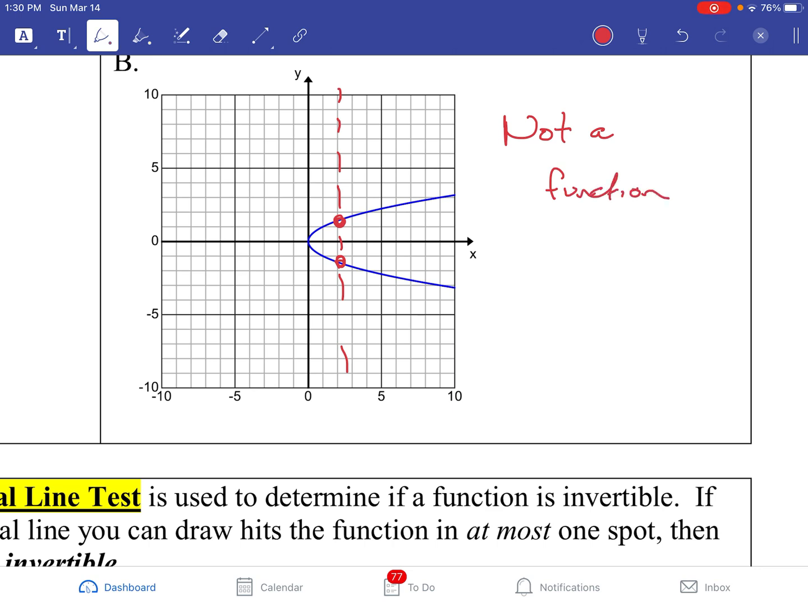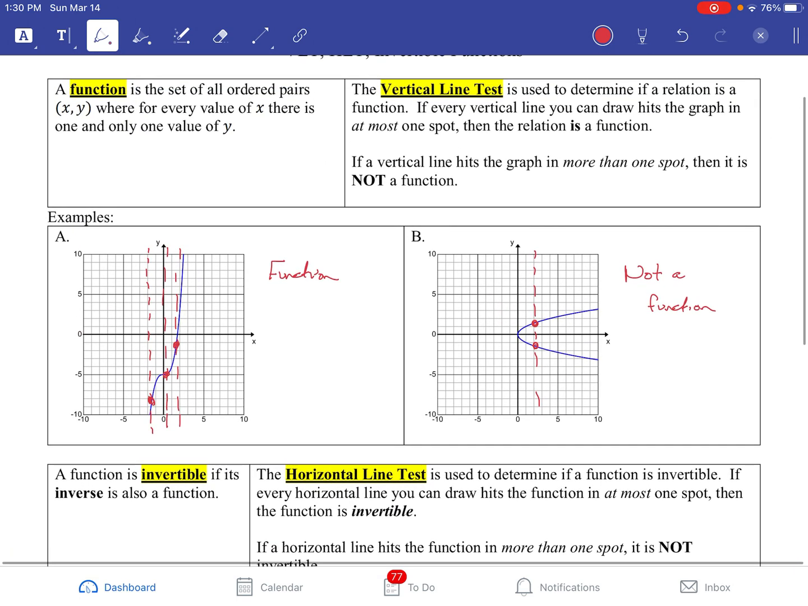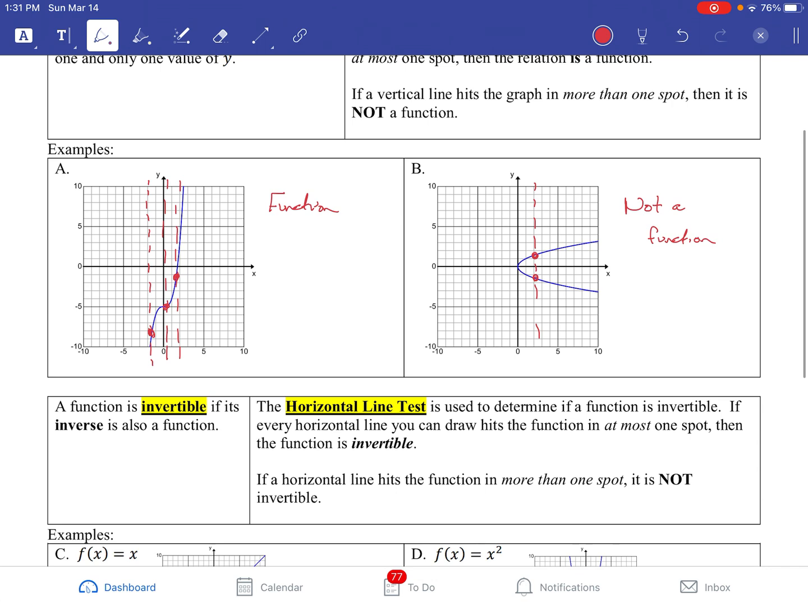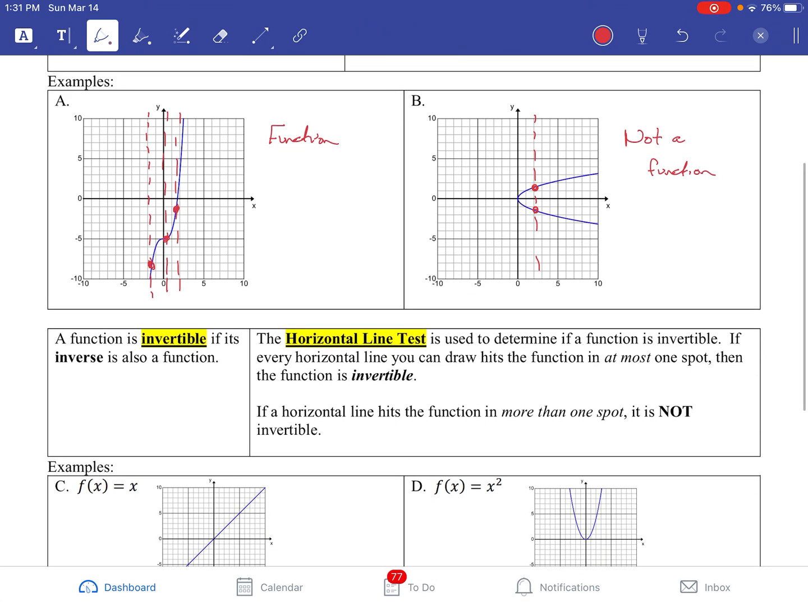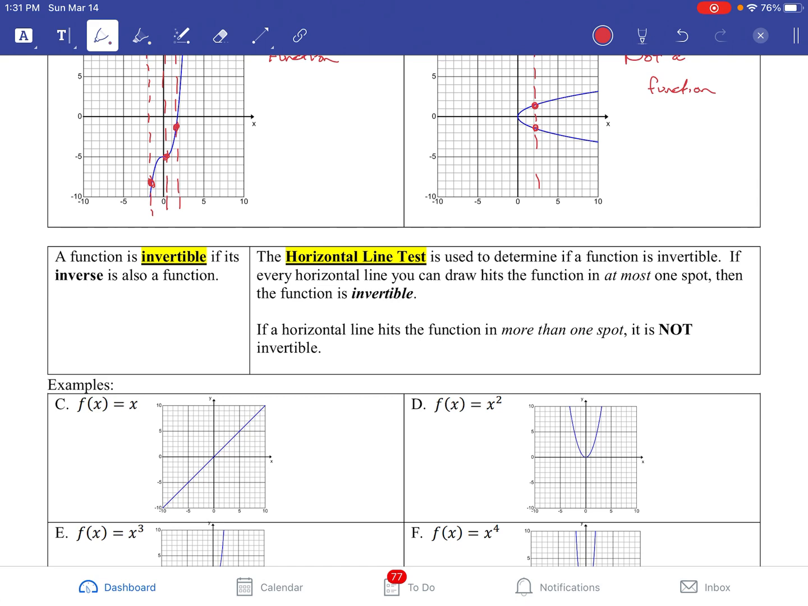Okay? So what we're looking for is functions that are invertible. An inverse means that we have an equation, let's say y equals 2x, and we flip the x and the y around. So now it says x equals 2y, and then we solve for y. Okay, so that's what an inverse is. You're flipping the x and y values and then solving for y again. So if it's able to be flipped, it's invertible.